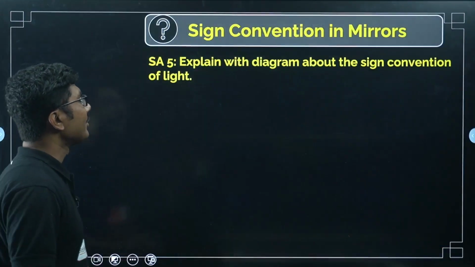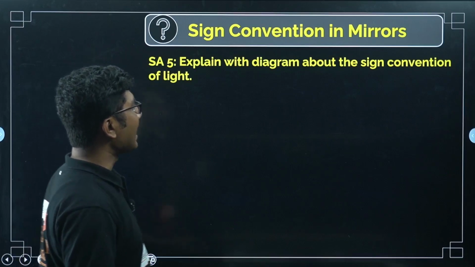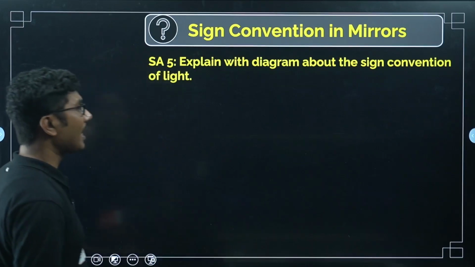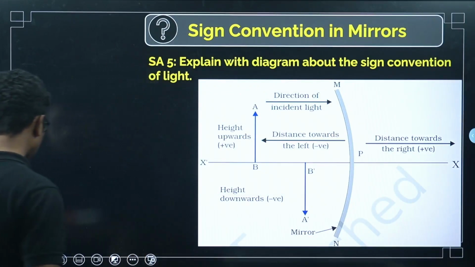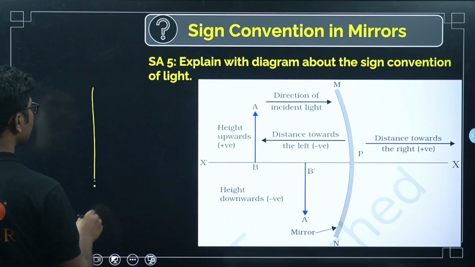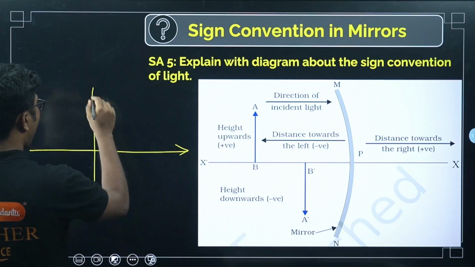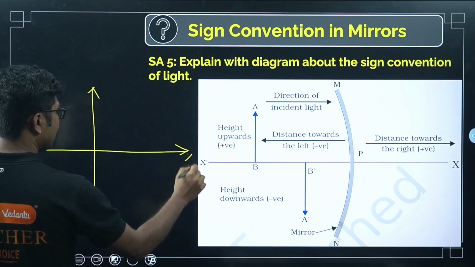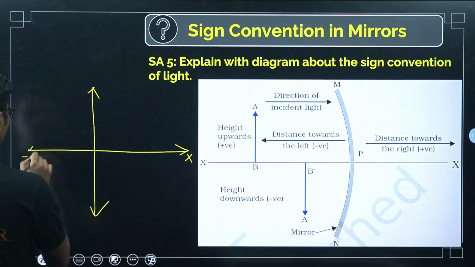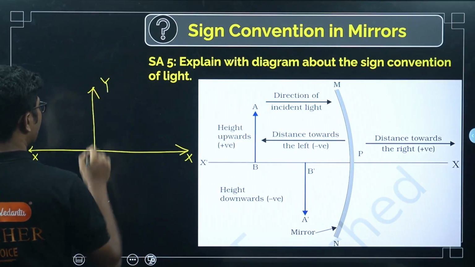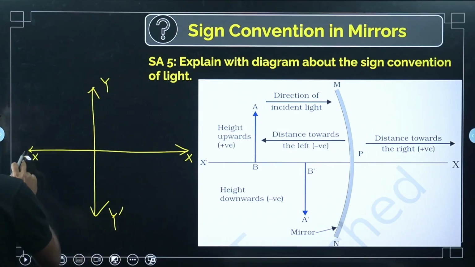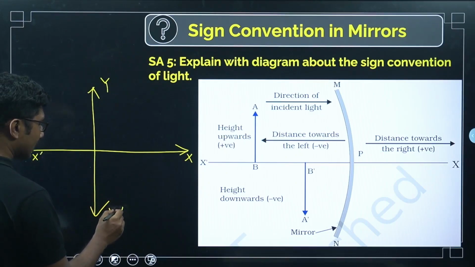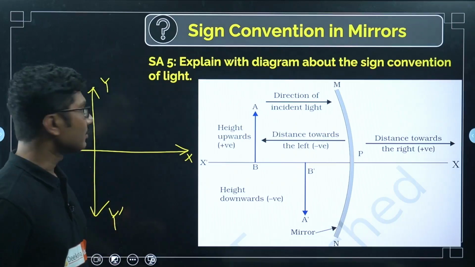Now let's move on. Question number 5. Explain with the diagram the sign convention of light. Sign convention of light is basically your coordinate geometry. If you remember coordinate geometry, you have drawn positive x, negative x, or sometimes you call it x dash, y, y dash. I generally use x, x dash. Y, y dash means negative y, x means positive x, y means positive y, right?